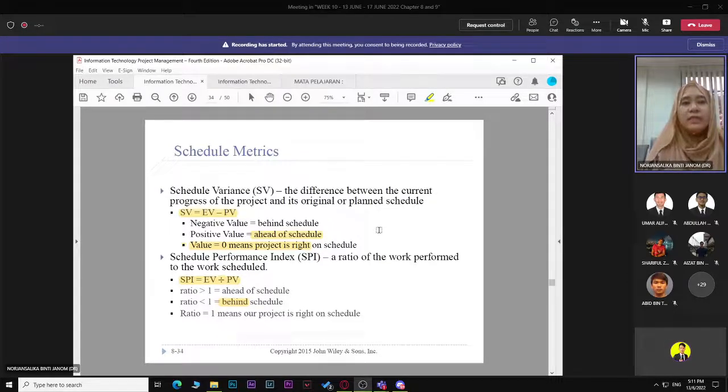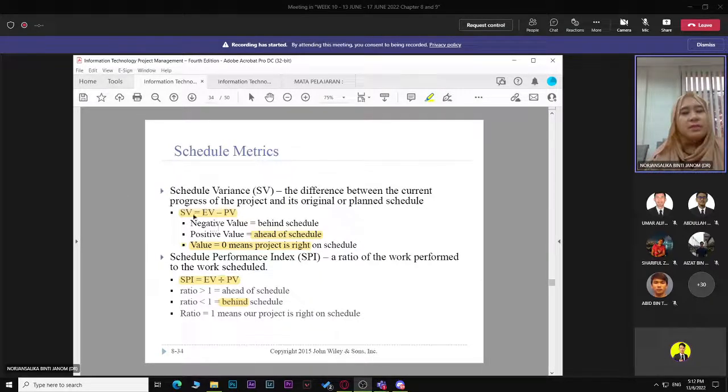Now we want to know the schedule in terms of time. How much are we behind schedule? Since the calculation, whether schedule or budget, is all based on how much you spend, the schedule will also be in terms of the dollar.